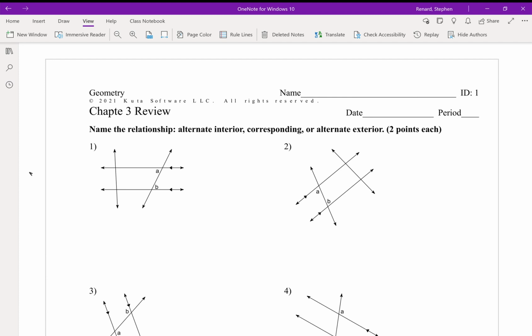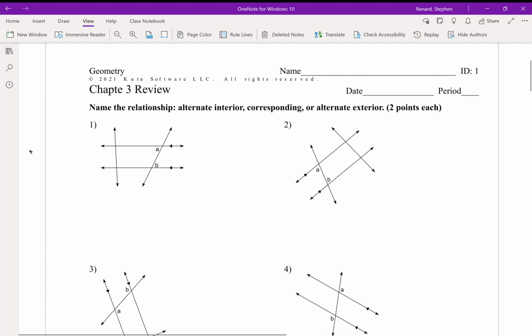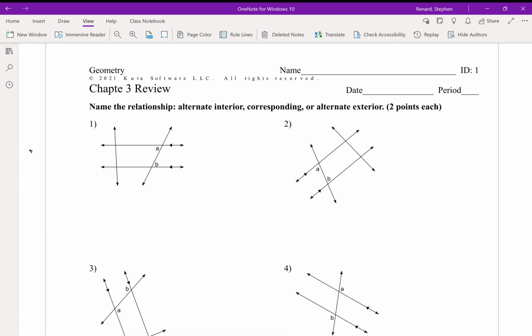Okay, so as I said last time, in this review I will not be doing all of it. I'm going to do the odds today. So, starting on number 1: name the relationship. It's important that when we're naming the relationship, if it gives you 3 options, those are the only 3 options that you have.